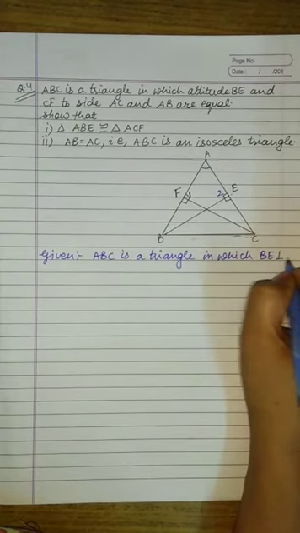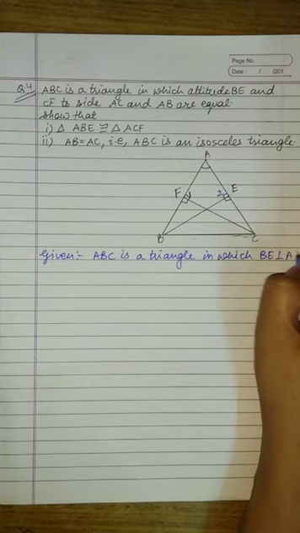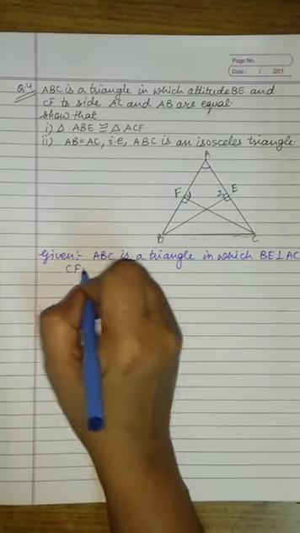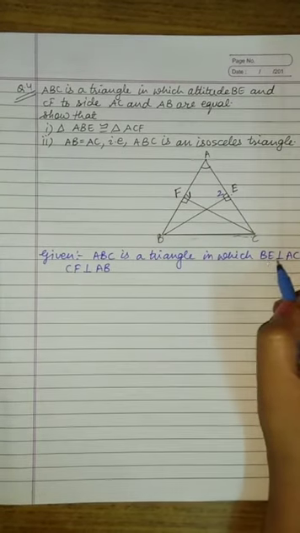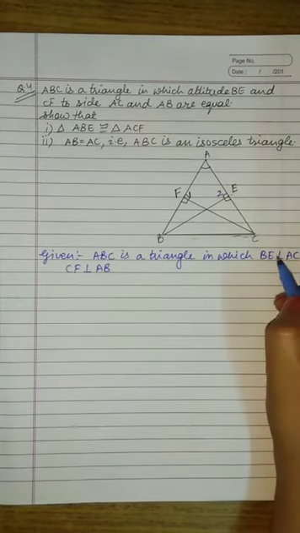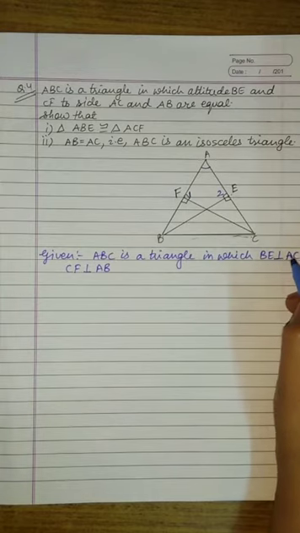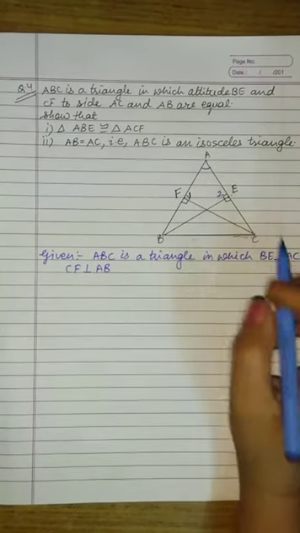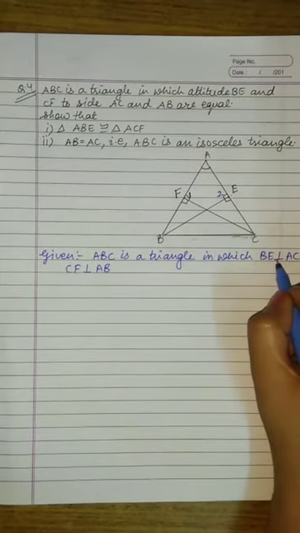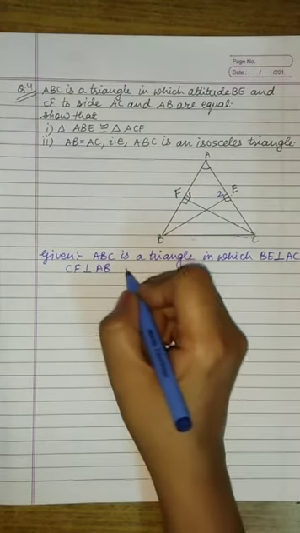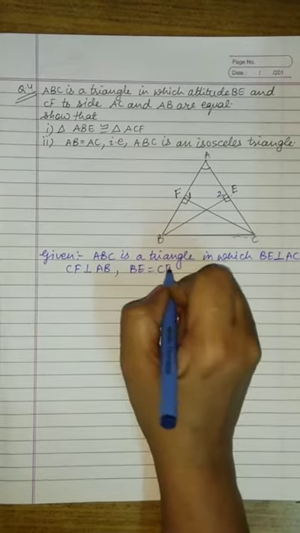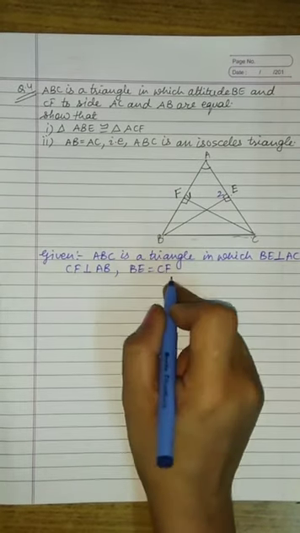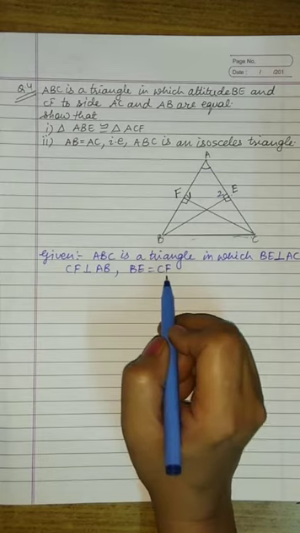in which BE is perpendicular on AC and CF is perpendicular on AB. As I told you earlier, altitude is the perpendicular from a vertex to the opposite side. So we can say it is a perpendicular or altitude. And next we are given BE is equal to CF, means the lengths of the altitudes are equal.